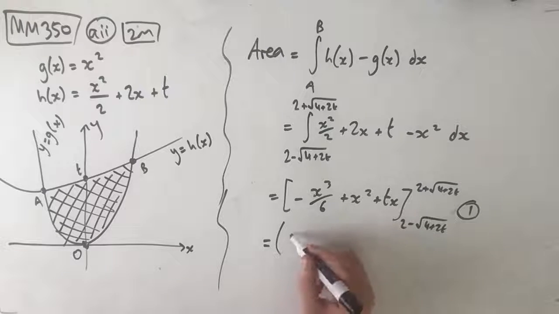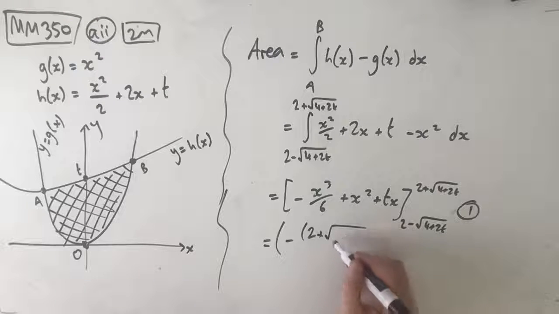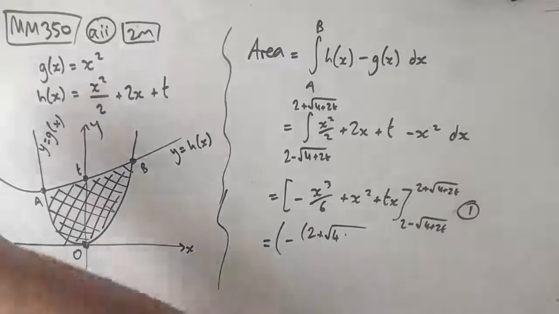So what we end up getting is negative 2 plus root 4. This is going to be very long, actually. I'm just going to rub this out.